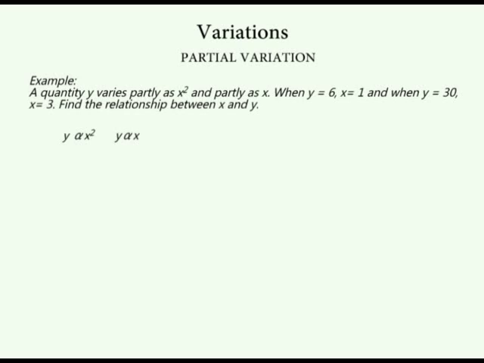And so we shall have y is equal to ax squared plus bx. That's our general equation. We are told y is equal to 6 when x is 1. Therefore, substituting that into our general equation, 6 is equal to a times 1 squared plus b times 1. That gives us 6 is equal to a plus b. Let's call that equation 1.